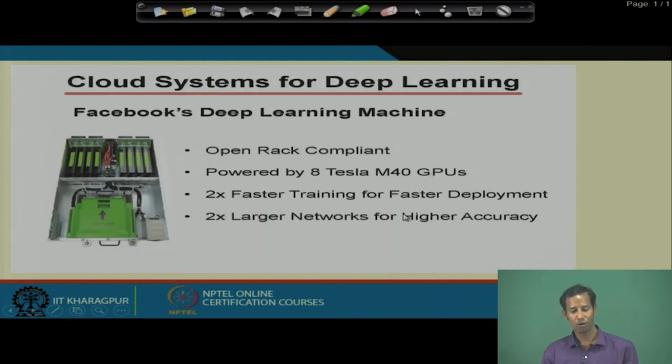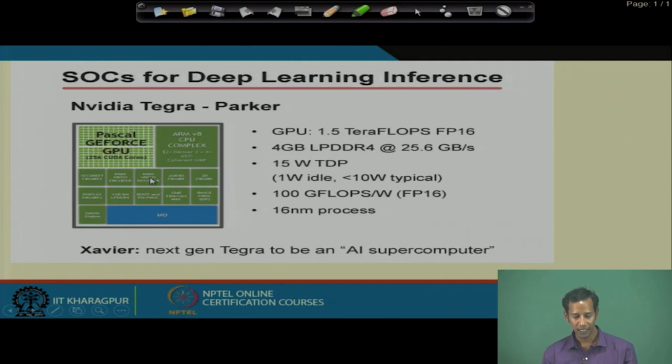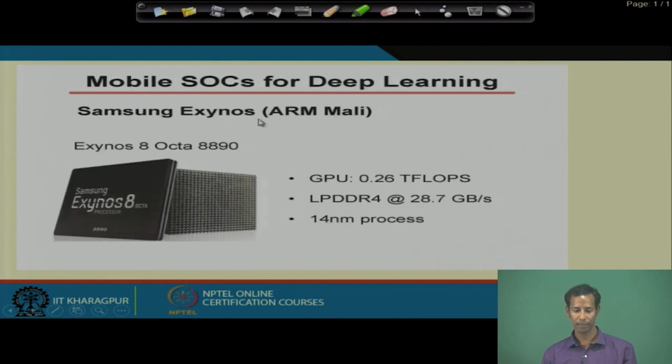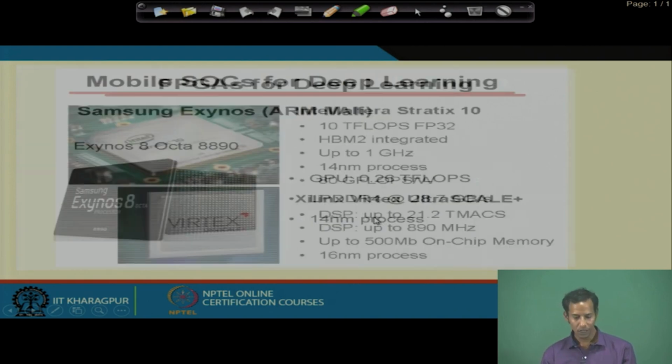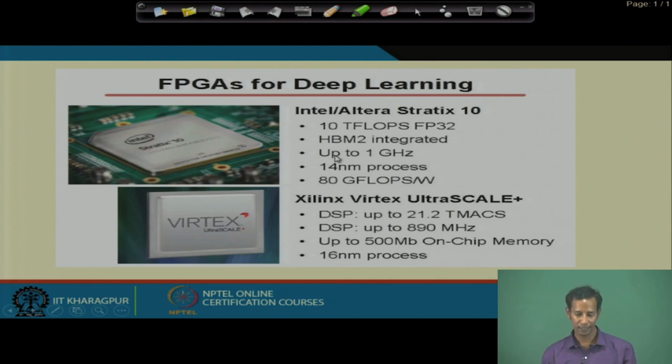That means all these deep learning processors come with a huge processing capability. This is one of Facebook's deep learning machines, powered with M40 GPUs. Then we have the NVIDIA Tegra, whose GPU is considered 1.5 teraflops, and the process used is 16 nanometer technology. Then we have the Samsung Exynos, the Exynos 8 octa-core processor. Then we can use the Xilinx FPGA, the Xilinx Virtex UltraScale, for deep learning hardware.